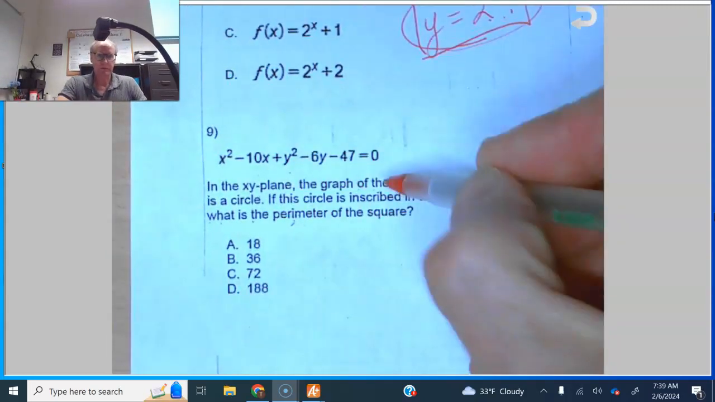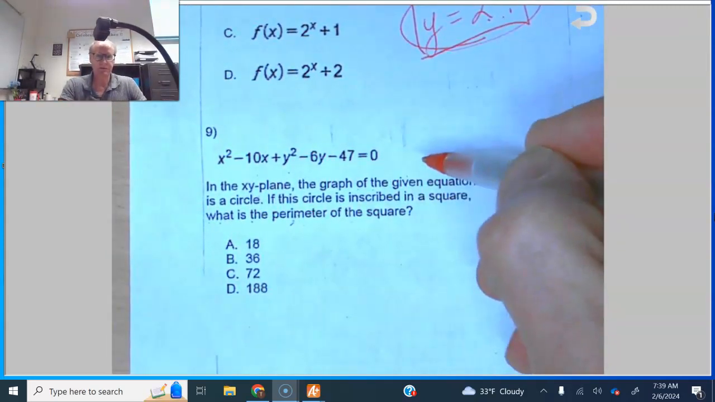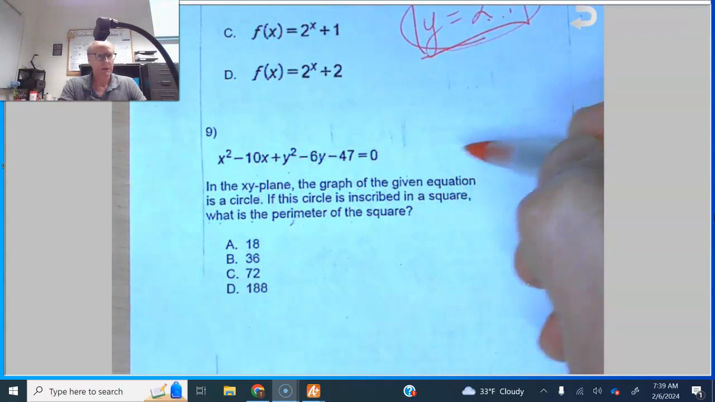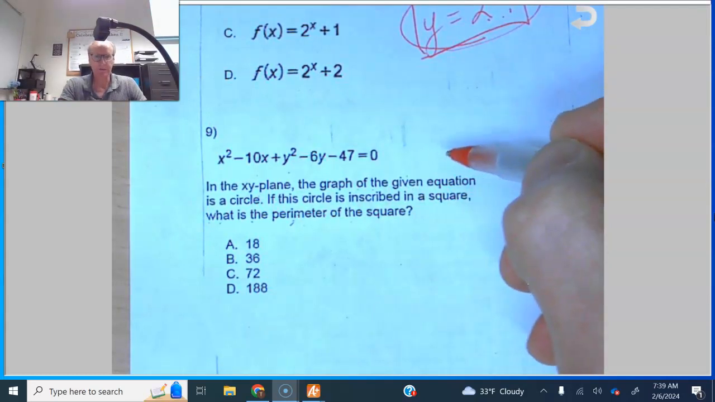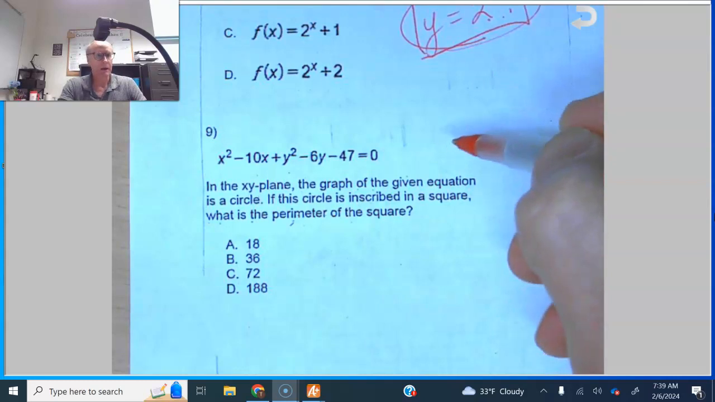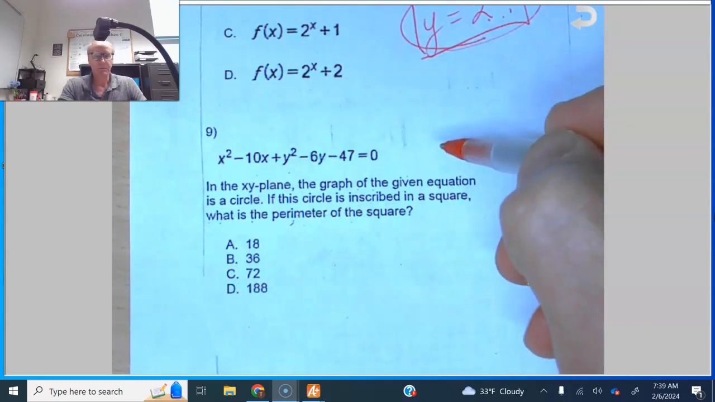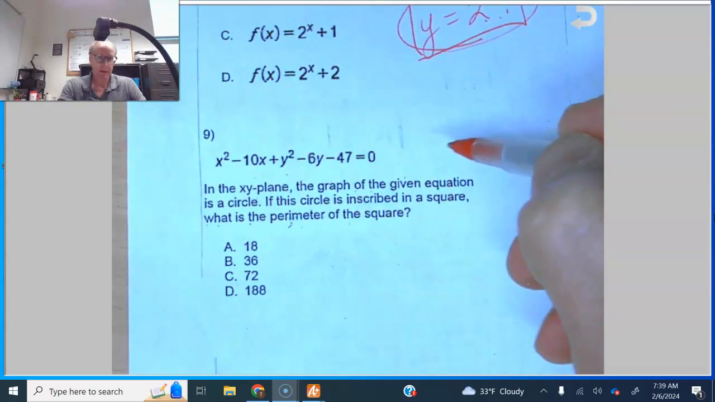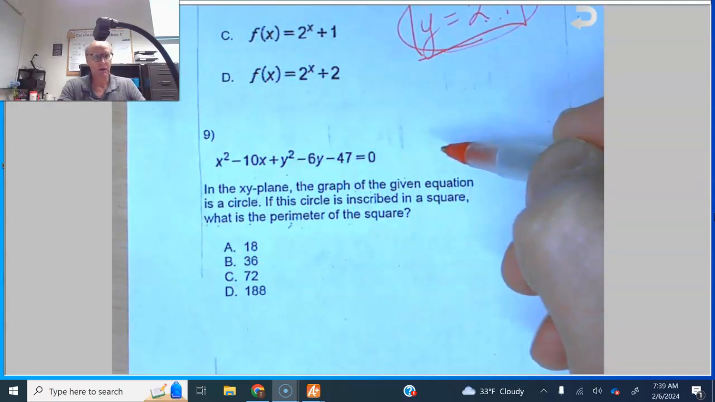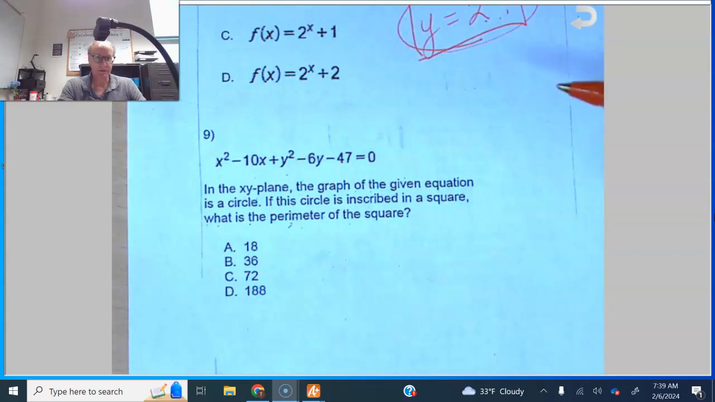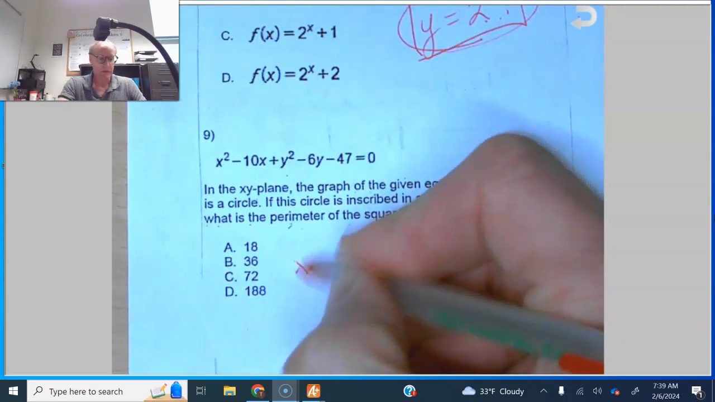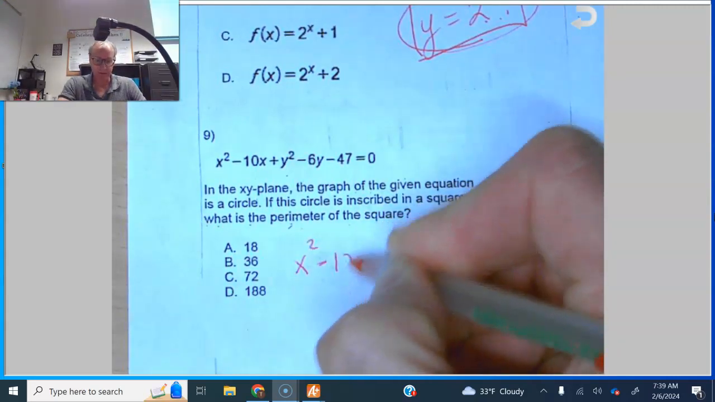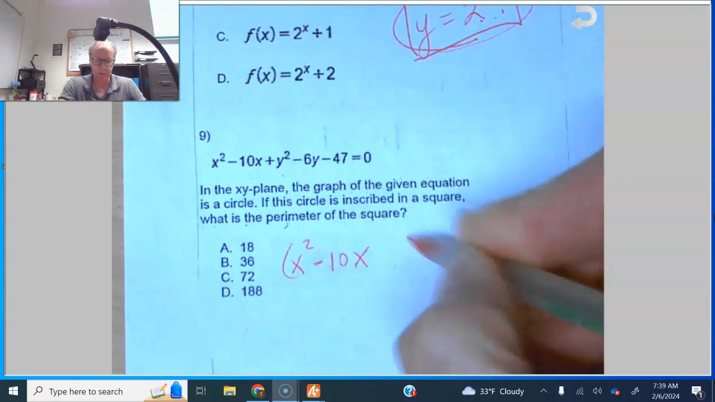This one looks like a standard circle graph, maybe. Could be a circle. It says it's a circle. What is the perimeter of the square? Wow, there is so much here. If the circle's inscribed in a square, wow. I don't see any easy way to do this. You have to know a lot, I think, to be able to solve this. I'm going to see if there's another way, but I don't think so.